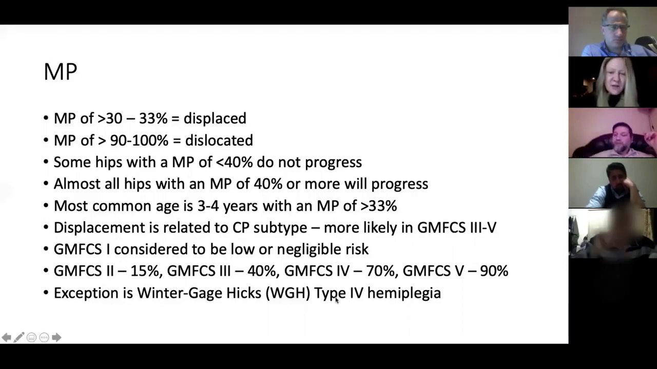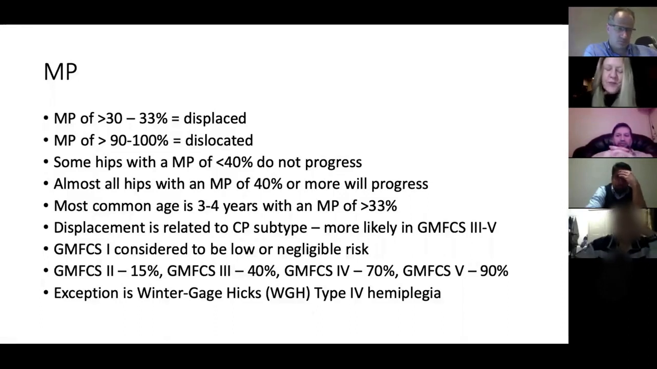And then there is this subtype, type 4 hemiplegia, where because of their spasticity, they are at risk of developing a dislocated hip as well. So that's one category that you would follow up maybe as strongly as the GMFCS 5s.